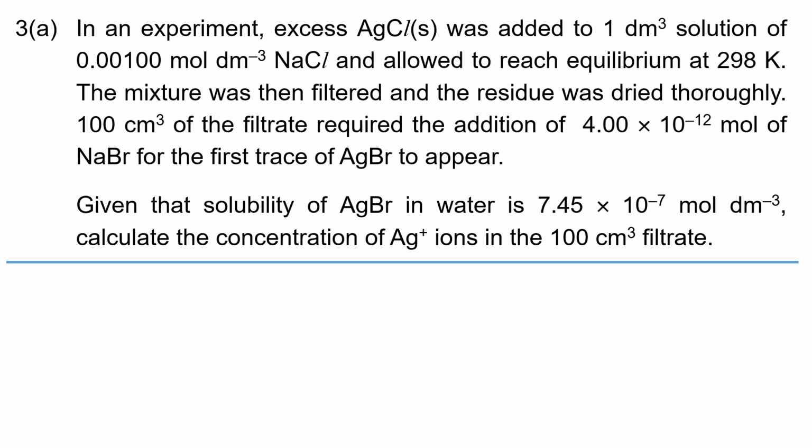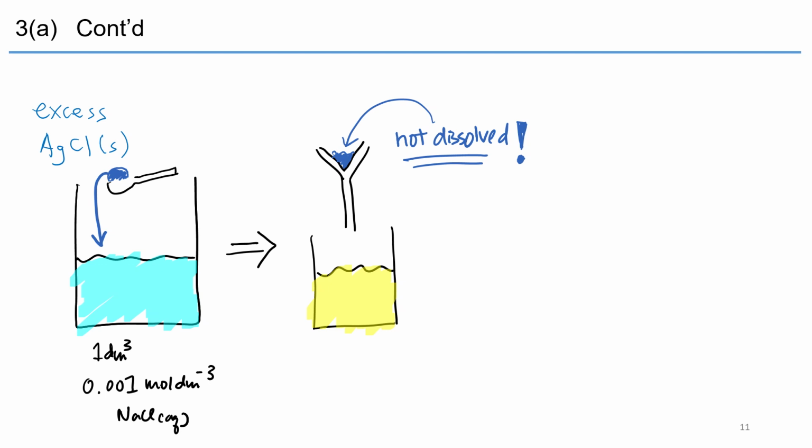Now, if you find this entire passage very scary looking and you cannot visualize what is happening, don't worry. My next few slides have some diagrams to explain what happens. So the very first part is this. Based on the scenario, I have 1 dm cube of a solution, and this is your sodium chloride solution of 0.01 mole per dm cube. What you do is you just add in solid silver chloride in excess.